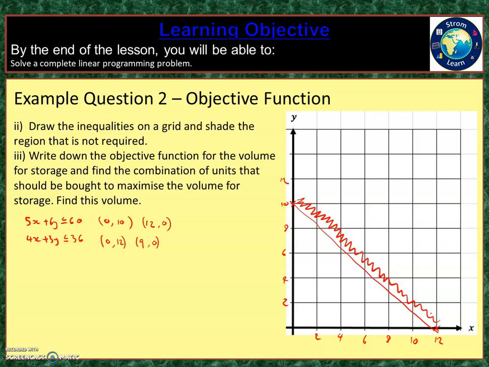And then 4x plus 3y is less than or equal to 36. So that's 0, 12 and 9, 0. And it's got to be less than that as well.